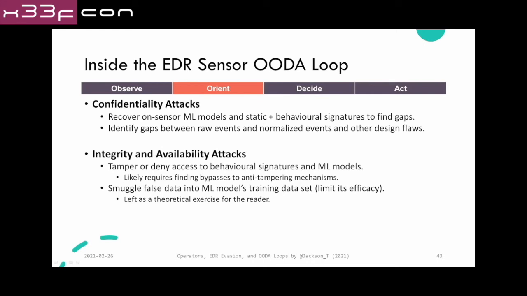On the integrity and availability side, you can try to modify detection logic or somehow try to degrade the functioning of that component. But in most products, that might end up triggering anti-tampering mechanisms. From a path of least resistance standpoint, I think the confidentiality attacks are a bit more practical and less risky, especially if you can get that level of introspection from a lab environment.